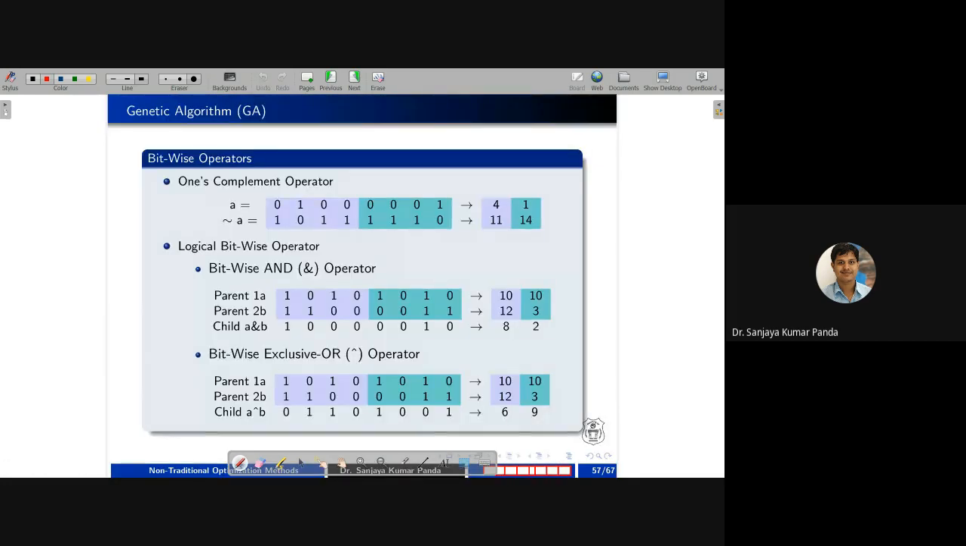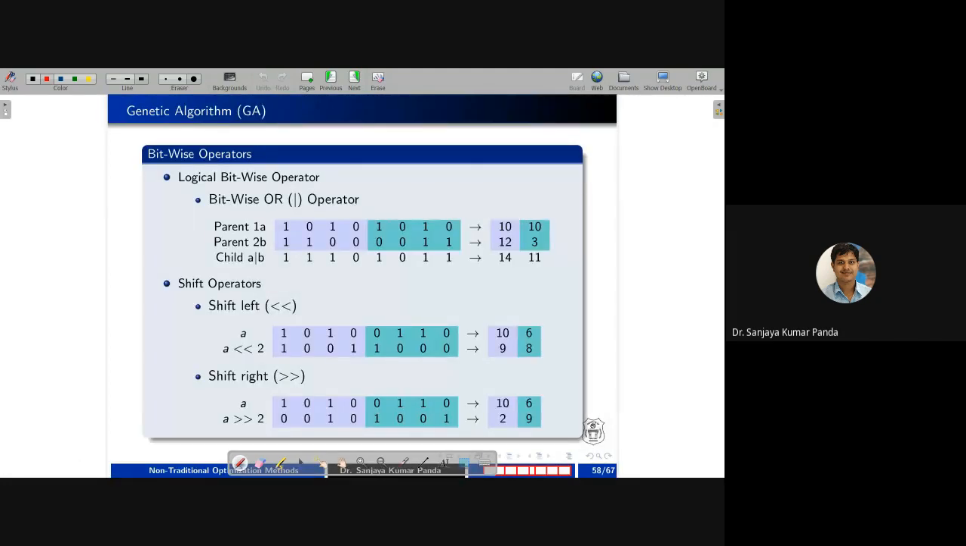Now you can also apply other operators, like bitwise operators. If you go for the one's complement operator, 0 is changed to 1, 1 is changed to 0. You can also go for the bitwise AND operator, or the bitwise exclusive OR operator. If you go for the bitwise AND operator, if both bits are 1, then only the output is 1. Otherwise, the output is 0. Similarly, if you go for the bitwise exclusive OR operator, then if both bits are the same, the output is 0. Otherwise, the output is 1.